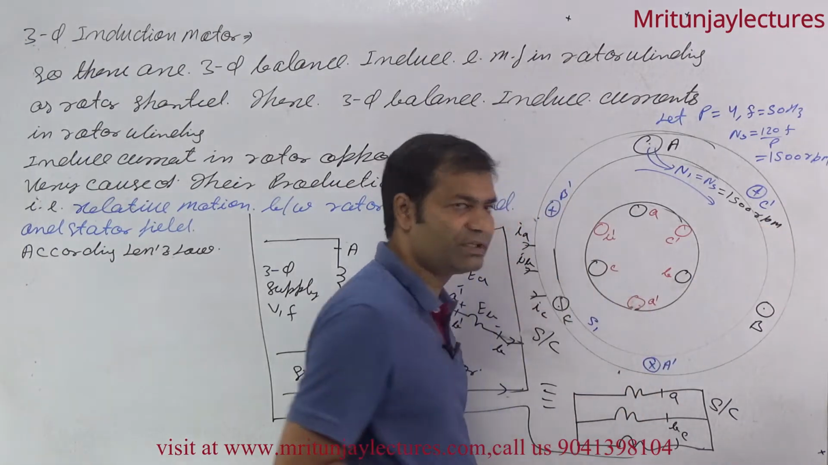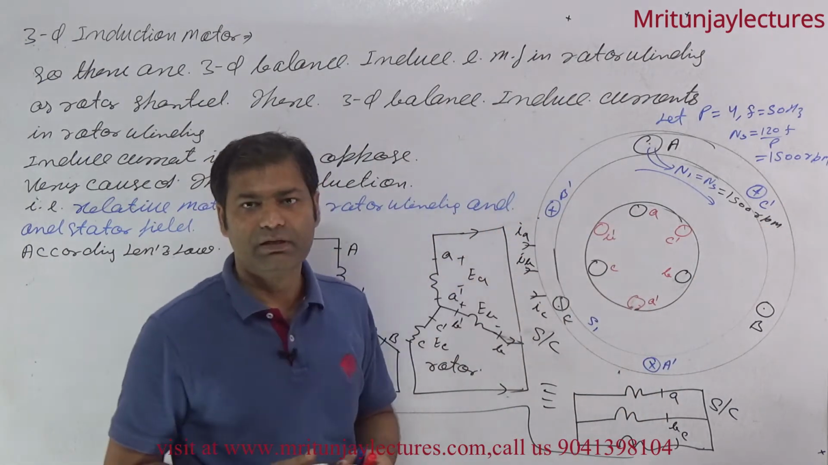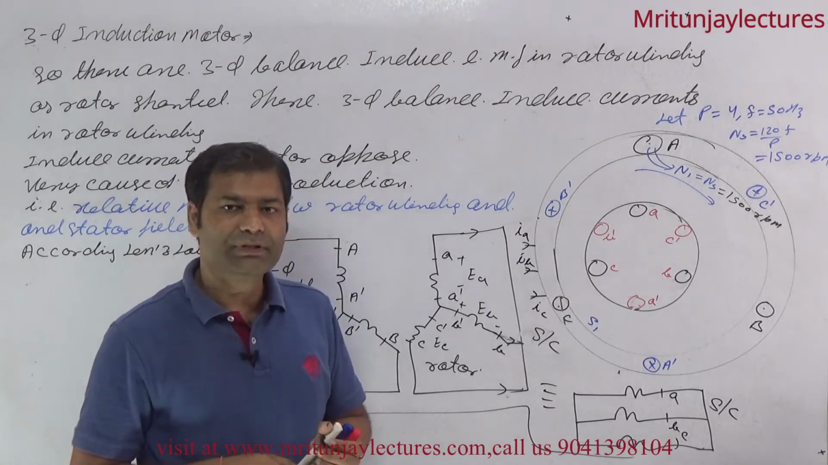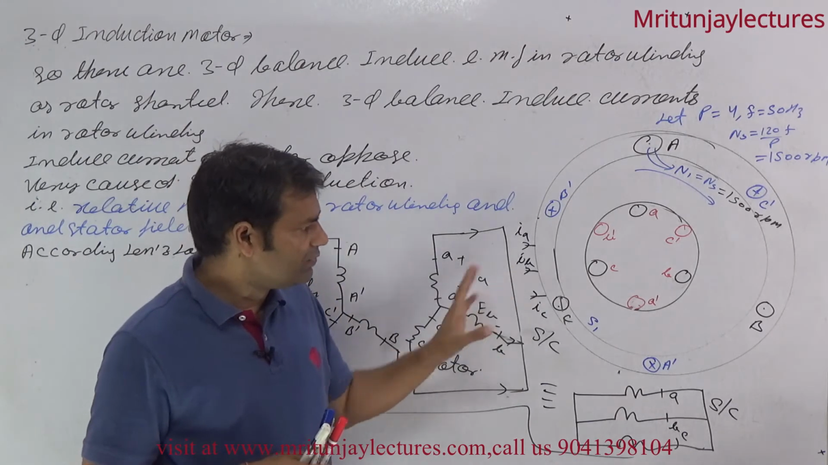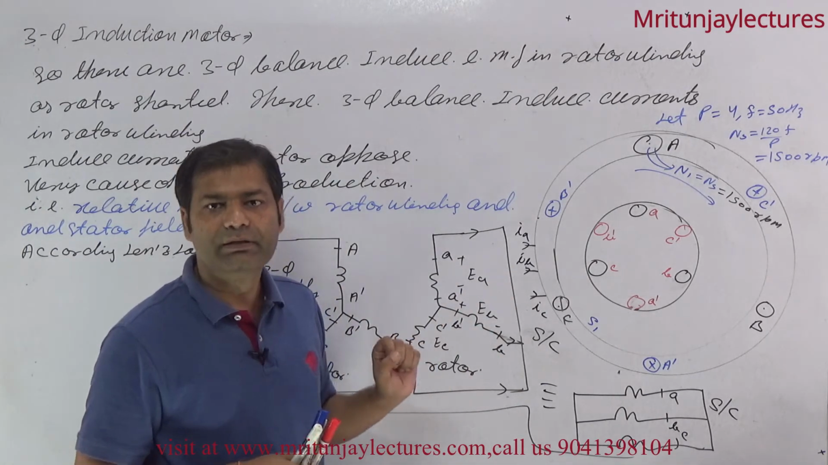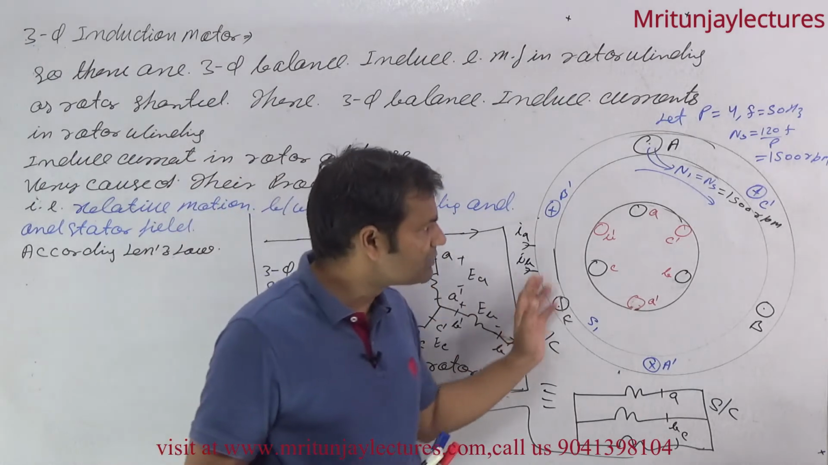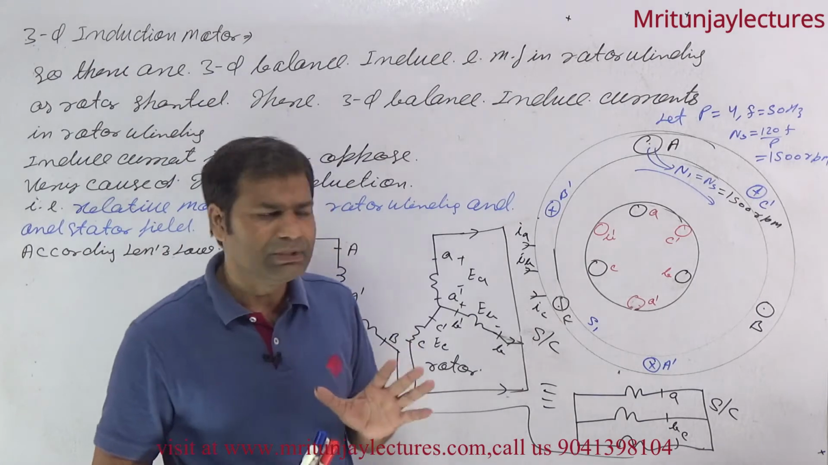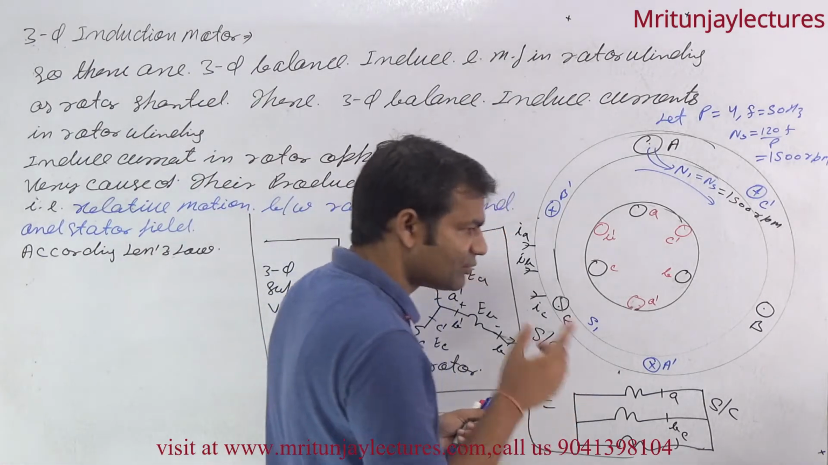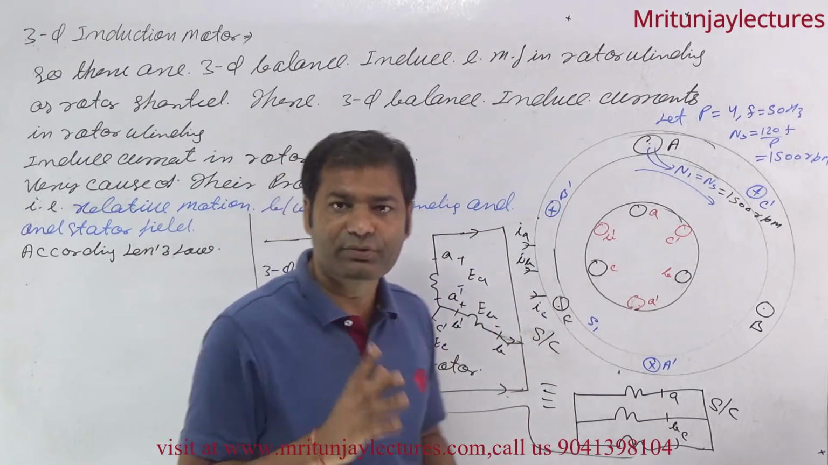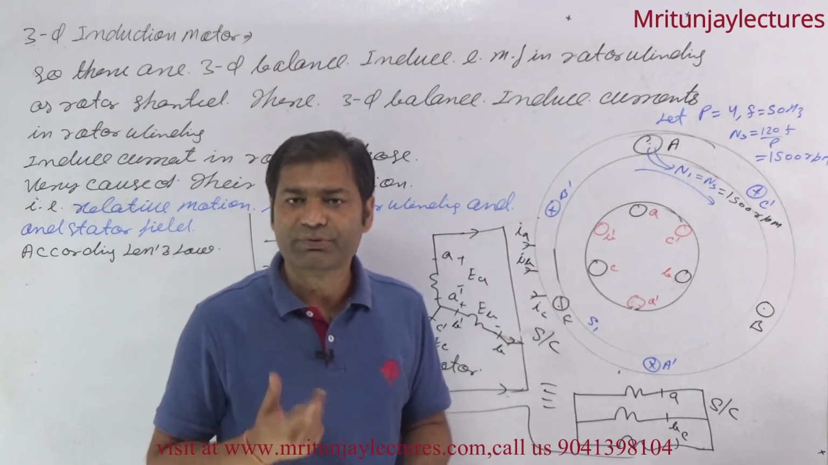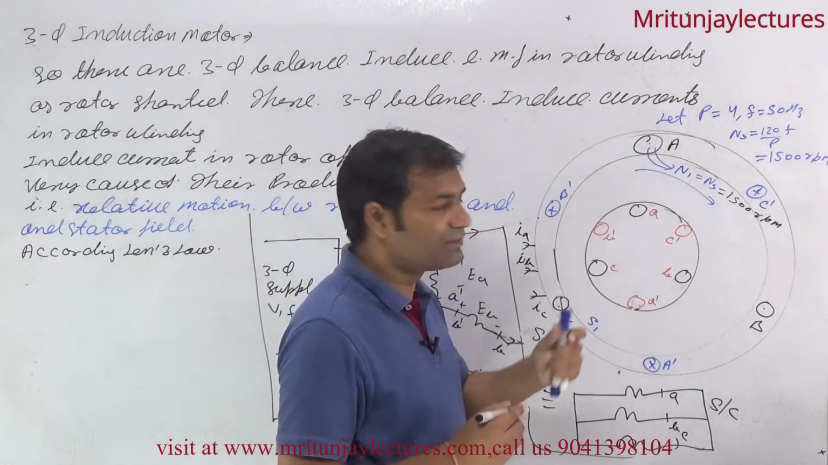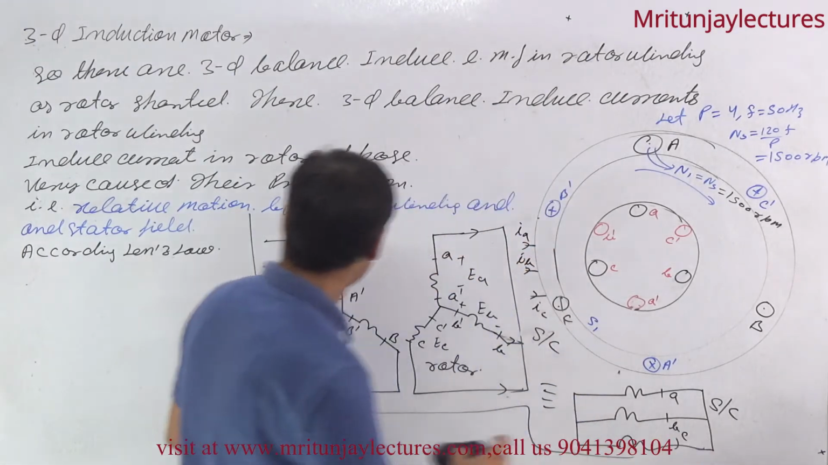If the rotor is not rotating, then if you sit on the rotor winding and see the stator field, it is 1500 rpm. After induced current is generated in the rotor, according to Lenz law, the induced current opposes the relative motion. It means this speed decreases, which means the rotor starts rotating. Which direction? You sit on the rotor and see the stator field.